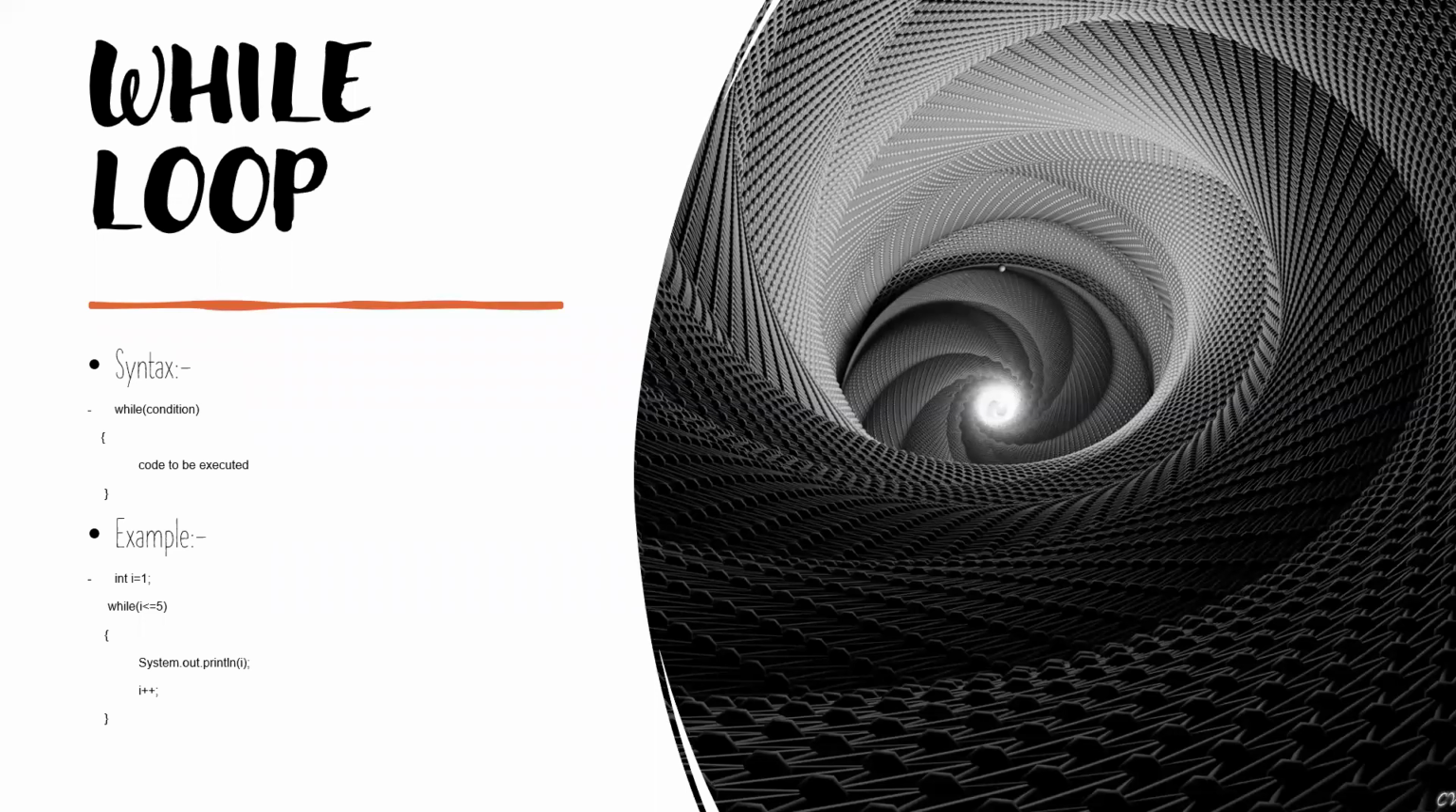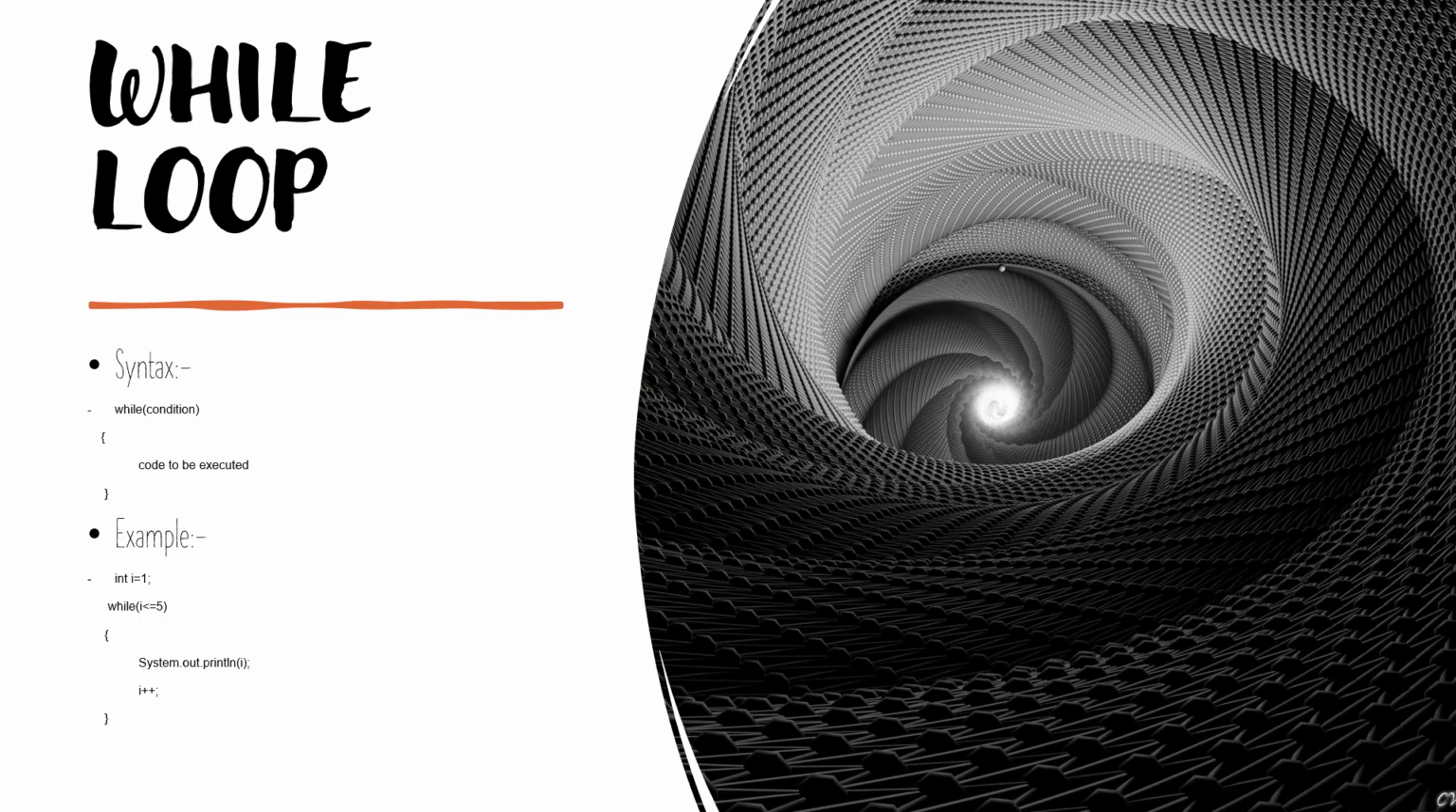Now we go to the syntax of the while loop. In the while loop, you write while, and then again 2 parentheses brackets, and you put the condition inside. So it could be, again, I is smaller than equal to 5, I is greater than equal to 5, I is equal to 5, I is equal to 6, anything. And then again, you put 2 curly brackets, and inside you write the code to be executed.